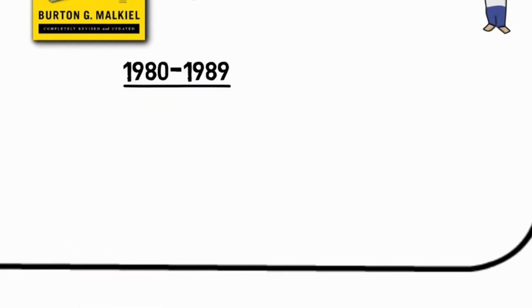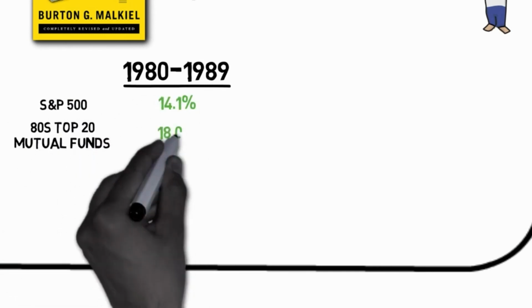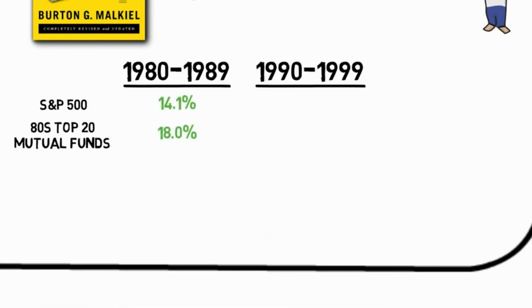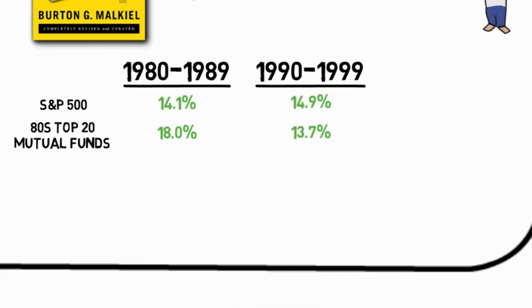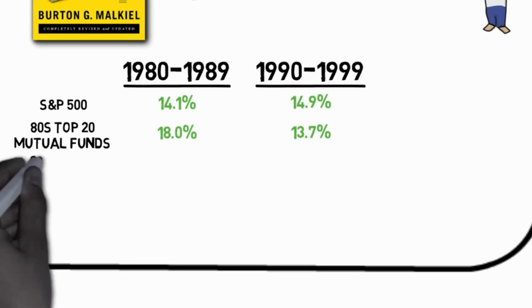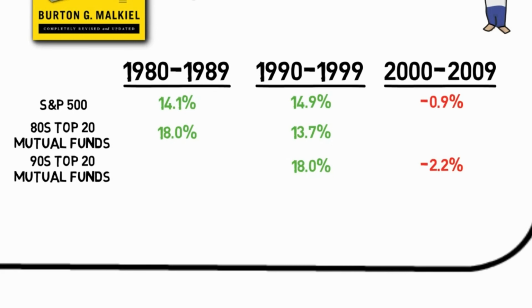What if you pick the top 20 funds of the 1980s? How did they perform during the 90s? Their average annual return was actually lower than that of the S&P 500 stock index by 1.2% per year. What about the top 20 funds of the 90s? Surely they outperformed during the first decade of the 21st century. Unfortunately, no. Their average return was 1.3% lower per year than that of the S&P 500. This is not what we expect, but it's regression to the mean applied in the stock market.